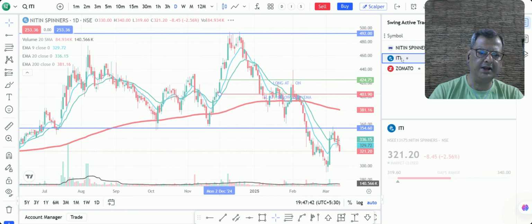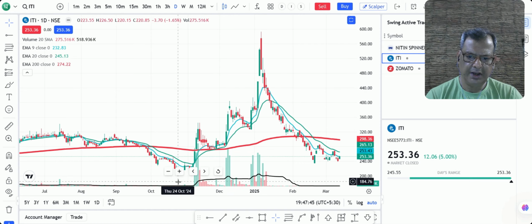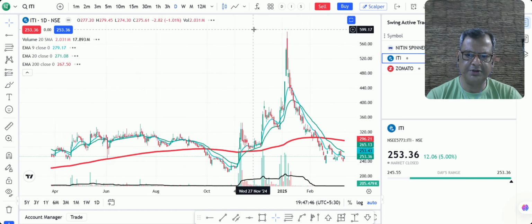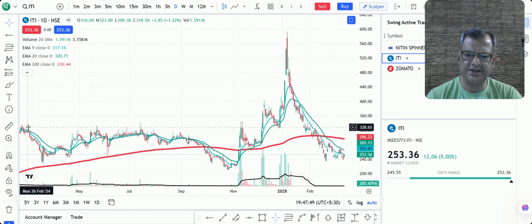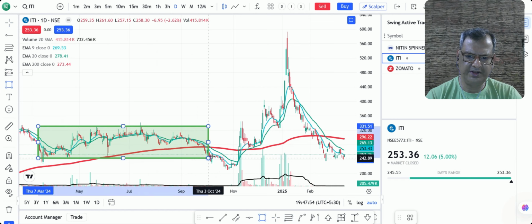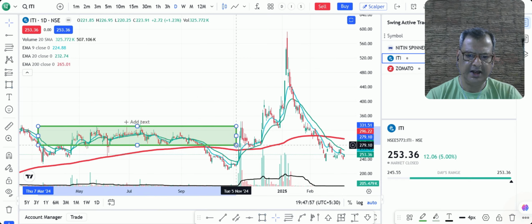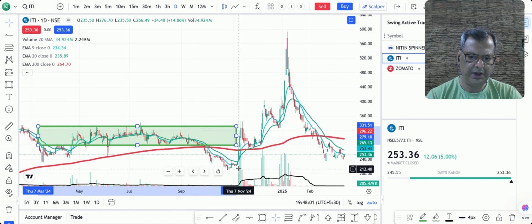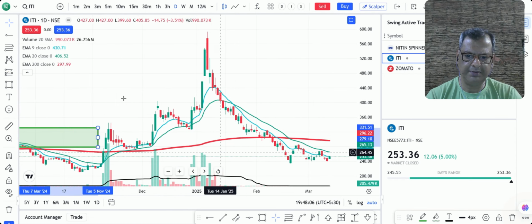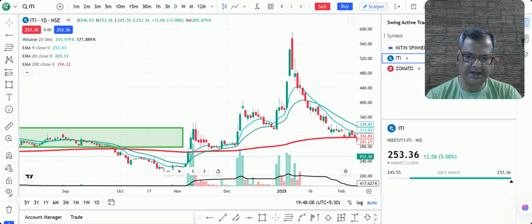Now let's come to ITI. ITI, if you see here, the price is, let me zoom in. We are on the daily time frame. Price has been consolidating here, just been consolidating here, and then finally the bears win, price has gone down. Price has finally gone down here below the 200, and here bulls are trying to come back.